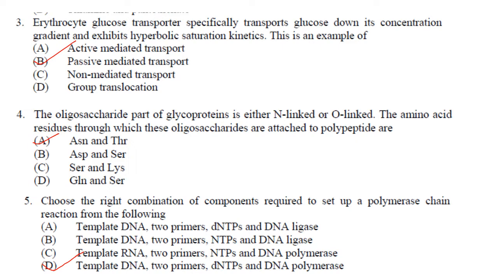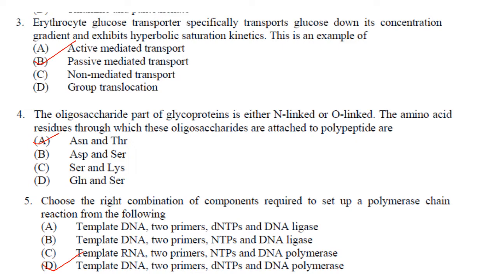Next one. The oligosaccharide part of glycoprotein is either N-linked or O-linked. The amino acid residues through which these oligosaccharides are attached to polypeptide are option A, ASN and THR, B, ASP and SER, C, SER and LYS, D, GLN and SER. Answer is option A, ASN and THR.